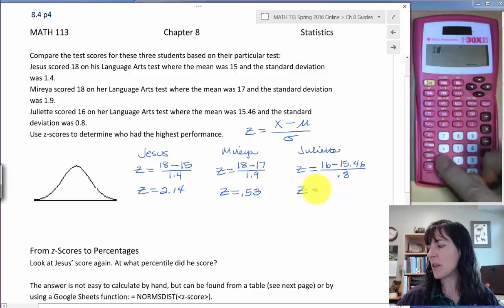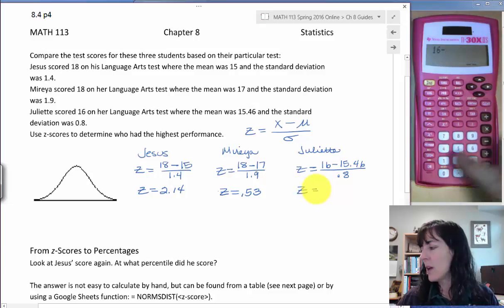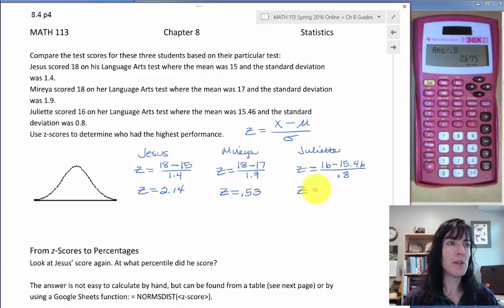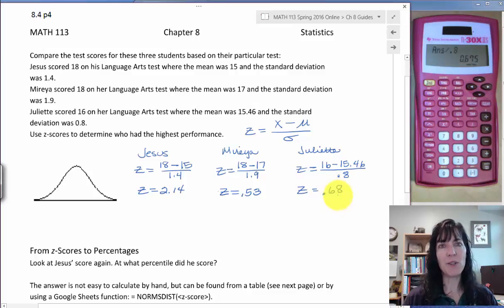Juliet, let's see if she's right, that her test was harder, 15.46. She got 0.54 better, and her standard deviation is really low, and so that puts her at 0.68, because I do need to round. It looks like Jesus gets bragging rights. His number of standard deviations above the mean, they all three are above the mean, but his is highest.